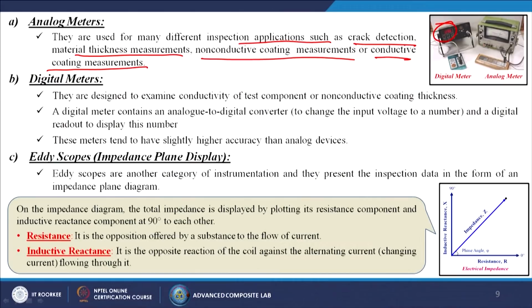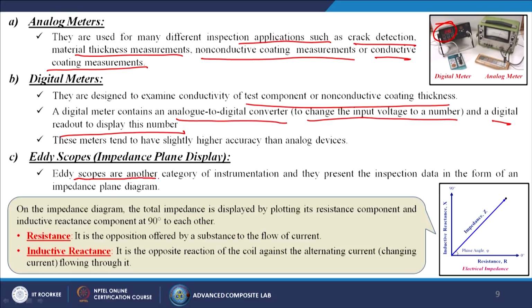When you are talking about digital meters, they are designed to examine the conductivity of a test component or non-conductive coating thickness. A digital meter contains an analog to digital converter to change the input voltage to a number, and a digital readout to display this number. These meters tend to have slightly higher accuracy than the analog devices because they give you a more precise value. The third one is the eddy scope, or sometimes we call it the impedance plane display.